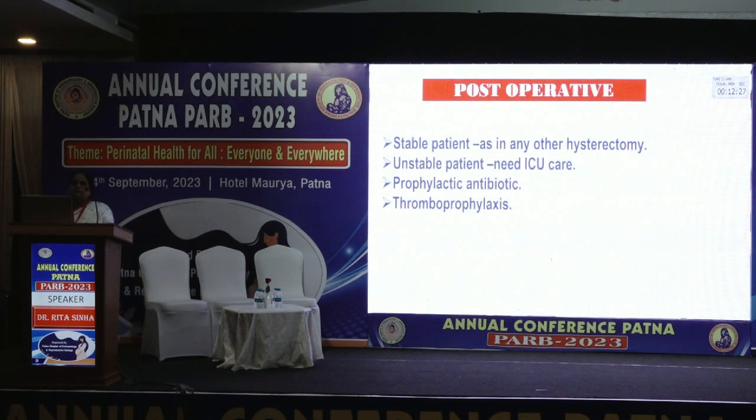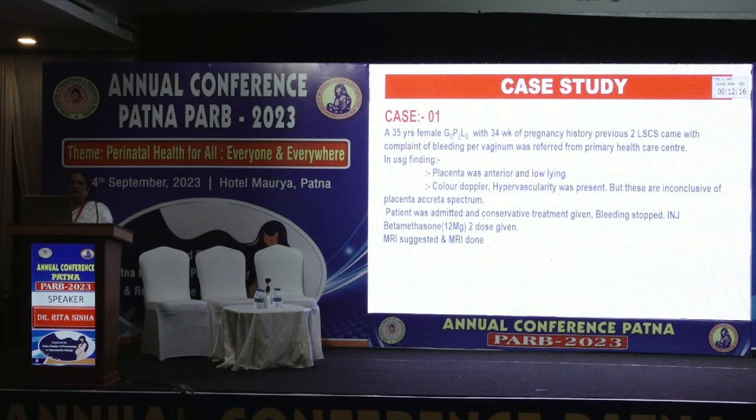Postoperatively, a stable patient is managed as in any other hysterectomy, but an unstable patient needs ICU care. Prophylactic antibiotic is given and thromboprophylaxis is done. This is the case study. A 35-year-old female, para 2 plus L2, with 34 weeks of pregnancy, history of previous 2 LSCS, came with complaint of bleeding per vaginum, referred from a primary health care center.